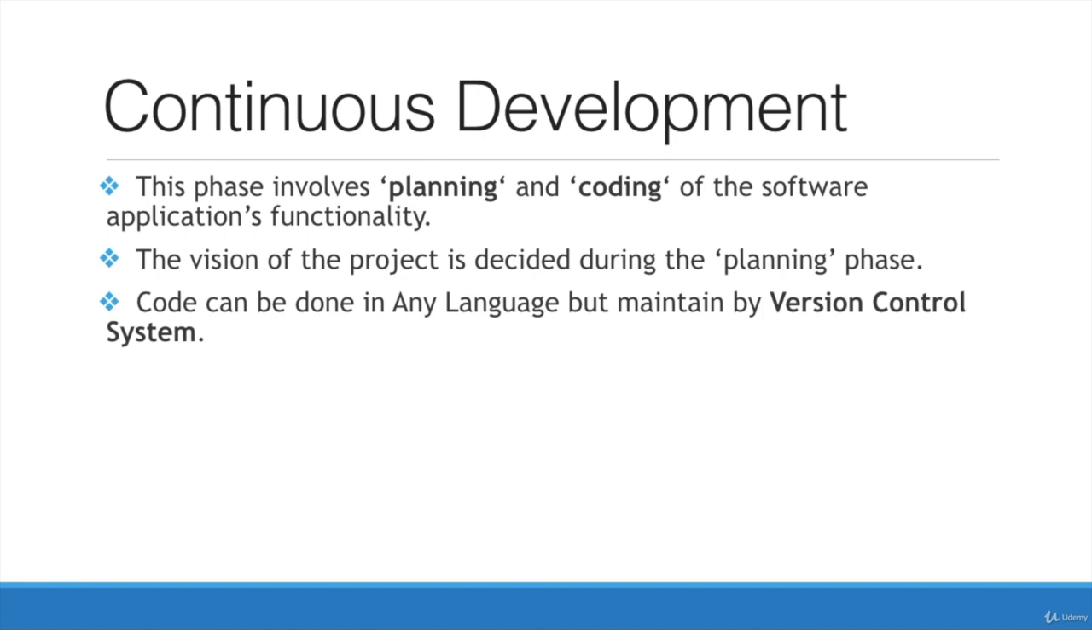So what is continuous development? Continuous development is a phase which involves the planning and coding of the software application functionality. You remember we have already discussed the waterfall model. In the waterfall model, there were drawbacks: first we need to plan, then we need to code, then we need to test, then we need to maintain the code, right?